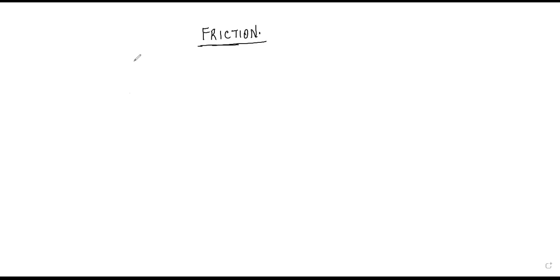But when we say dynamic, that is the frictional force that exists between two bodies in contact that have relative motion. Okay, so for dynamic, they have got relative motion. It is the force that opposes relative motion between two bodies in contact that have relative motion with respect to each other.